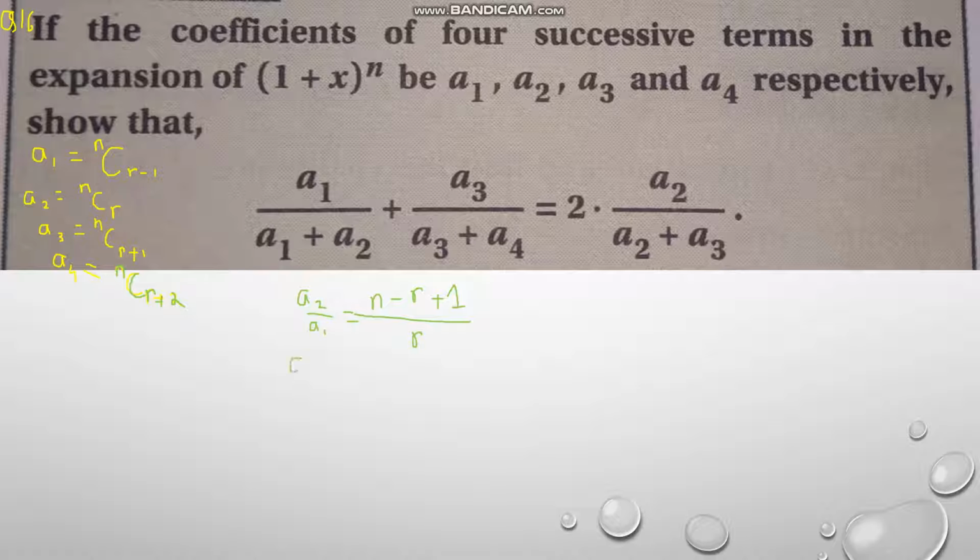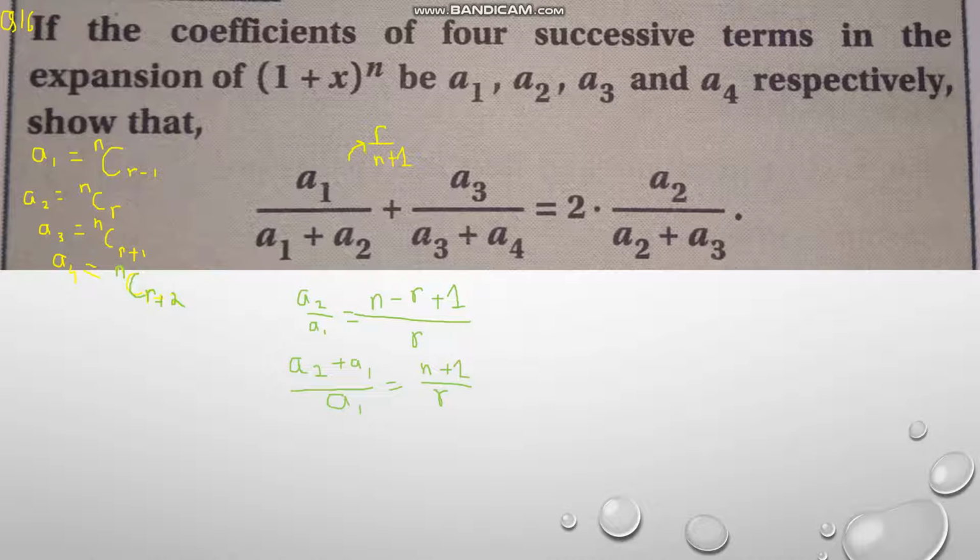Now if we write (a2 plus a1) by a1, which is nothing but a2 by a1 plus 1, we have to just add 1 to the RHS as well, which will come out to be (n plus 1) by r. So this I am writing here equals to r by (n plus 1). Here the yellow color suits much better. Now green color again, once again.